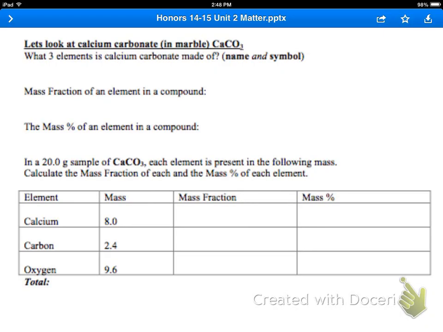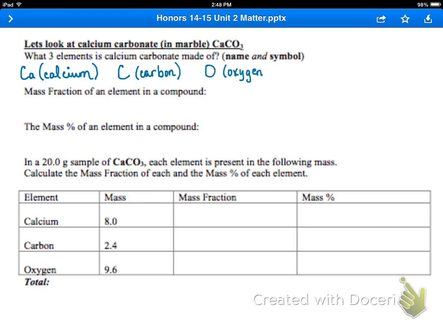So we are going to look at the mass ratio, mass fraction and mass percent of the three elements in calcium carbonate, which is CaCO3. So first, we're going to list the three elements, the name and the symbol.